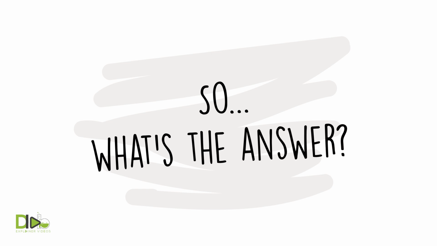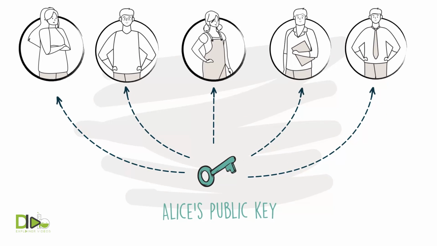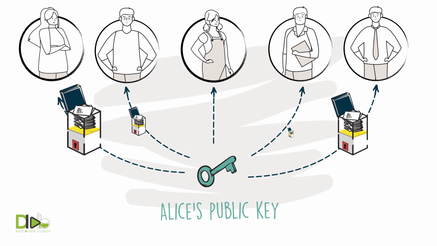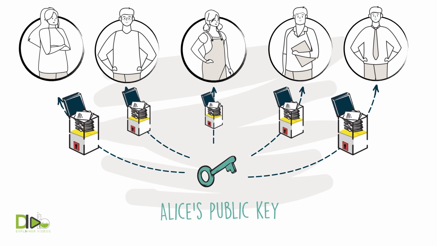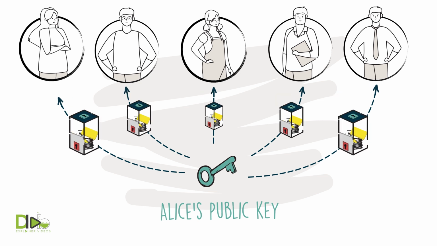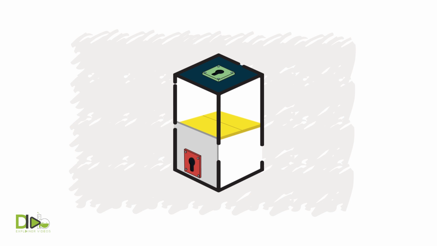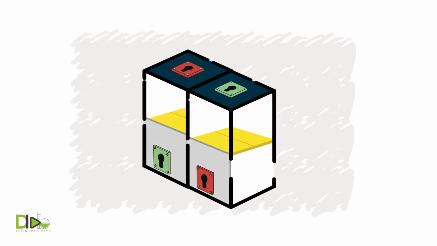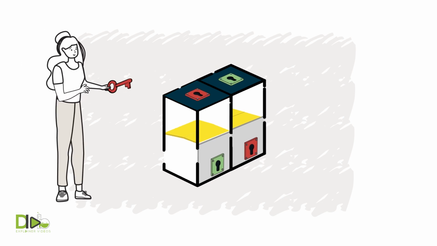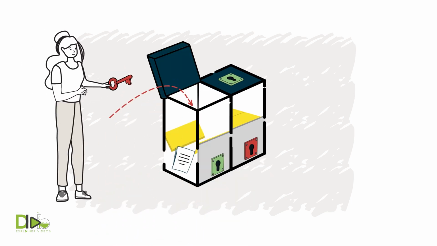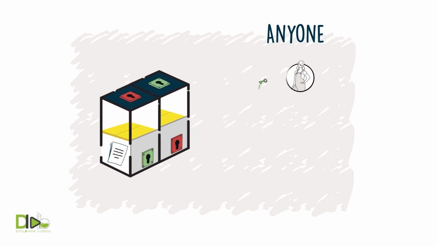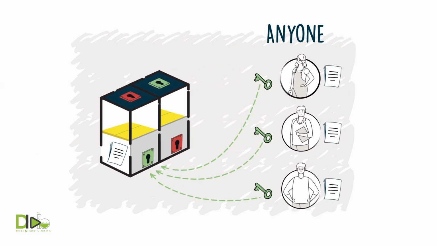So what's the answer? Remember in an earlier video about public key cryptography, we introduced a special box where anyone can use Alice's public key to put things into the box, but only Alice, using her secret key, can get things out. Well, there's something I didn't tell you about this box, which is that it has another side which works in reverse. On this other side, only Alice, using her secret key, can put documents into the box, and anyone with Alice's public key can open the box and take a copy of the document.